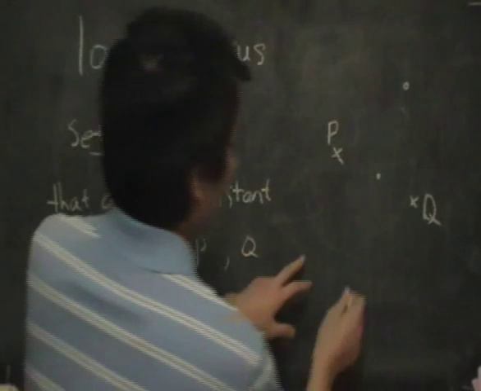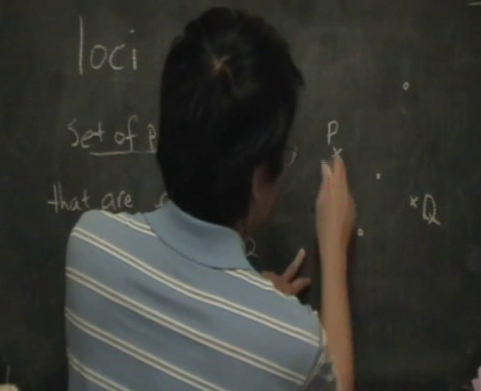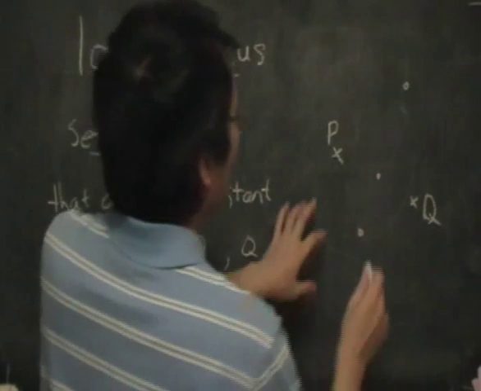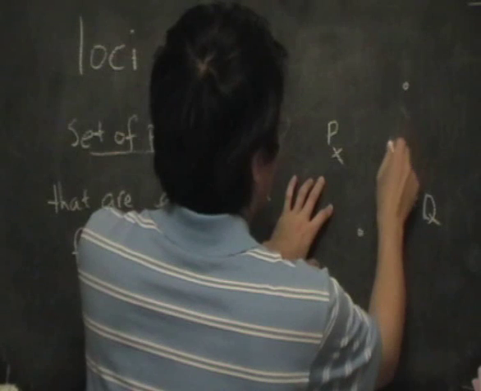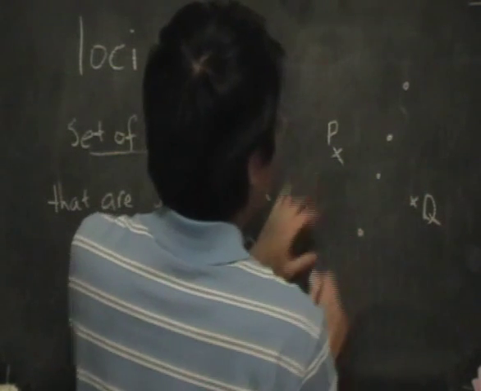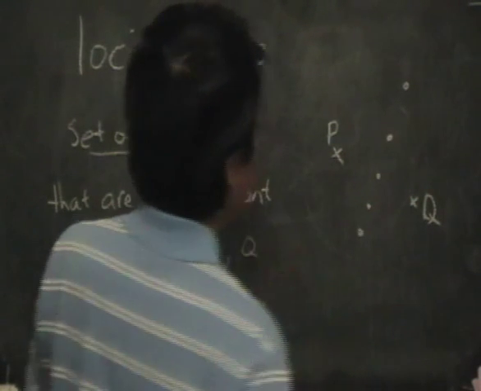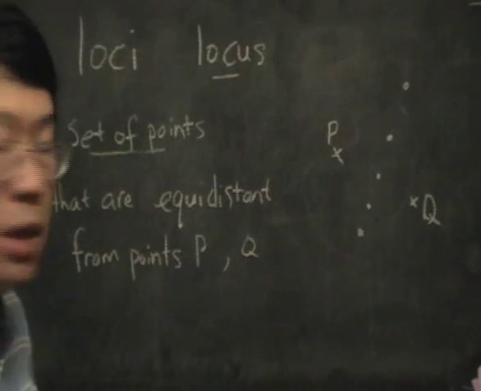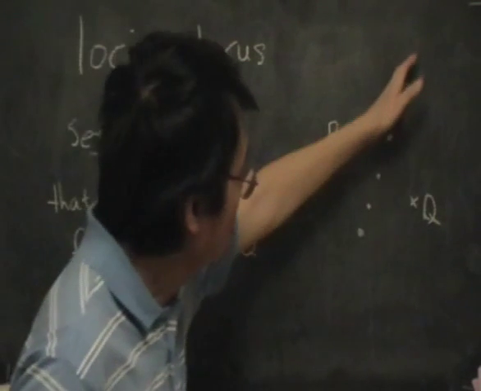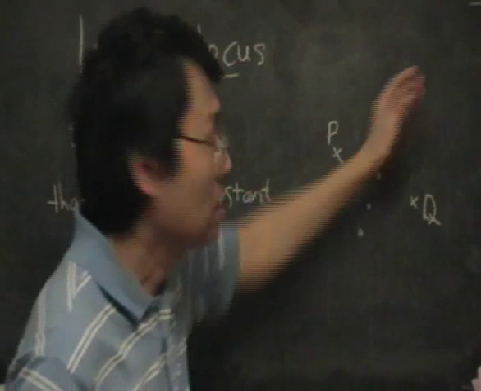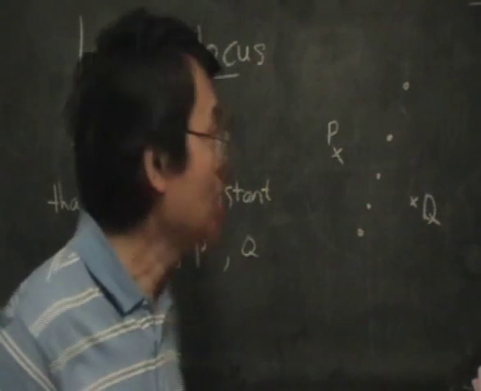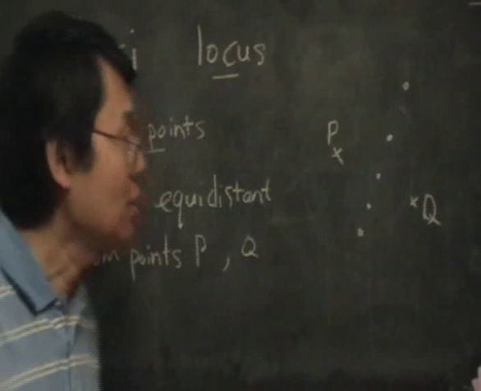Or it can be on the other side, same distance from P and Q. Or it can be closer, roughly there or there. Now you're beginning to see a pattern. They probably form a line. And indeed, they do.